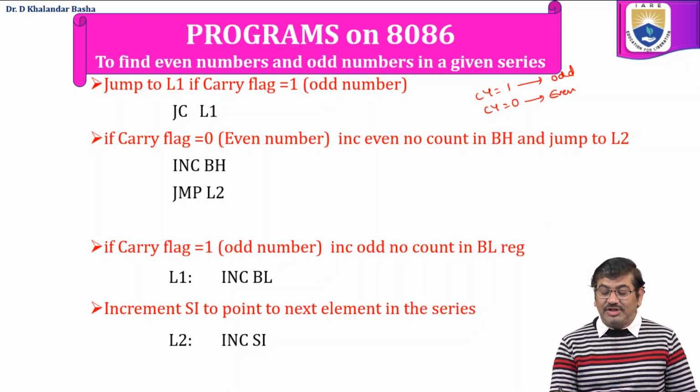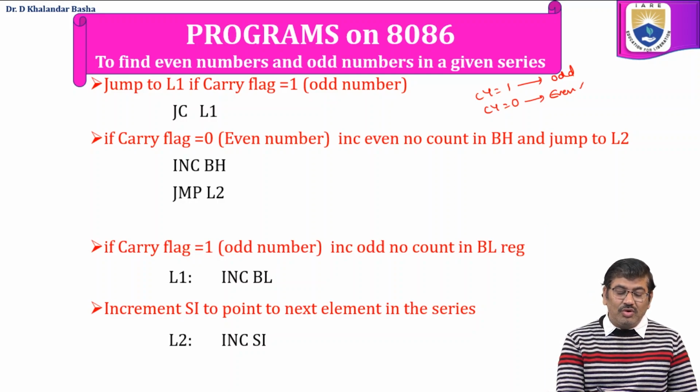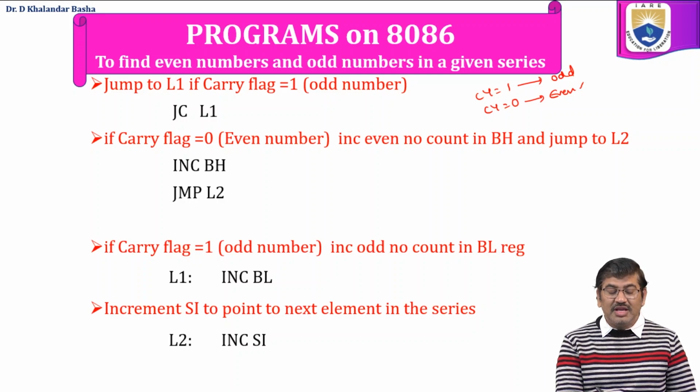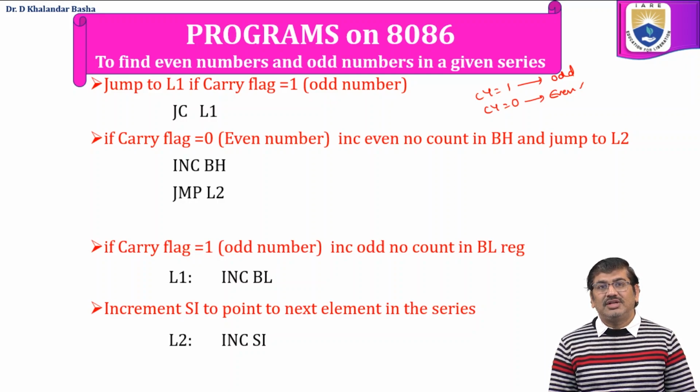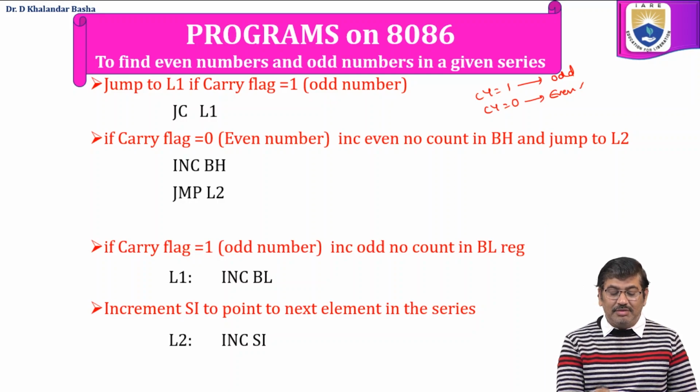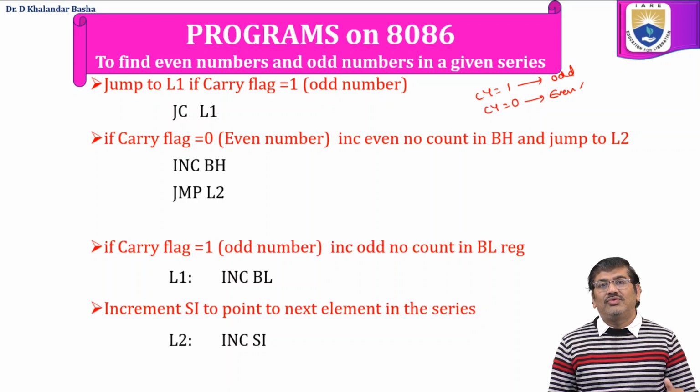Suppose the carry flag is equal to 0, that means the given value is an even number, then we will go to the subsequent instruction. As the condition fails here, it will come to the next instruction. In the next instruction, what are we having? Increment BH. Why are we incrementing BH here? BH we are reserving for finding out how many even numbers are there in the given series. For each and every even number encountered, it will increment BH. Increment BH. Then go to L2, where L2 will go for further operation.